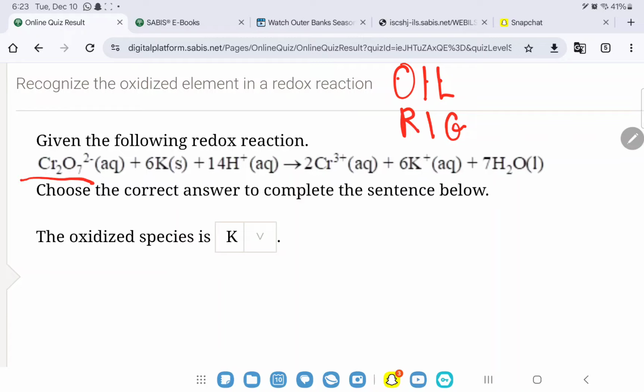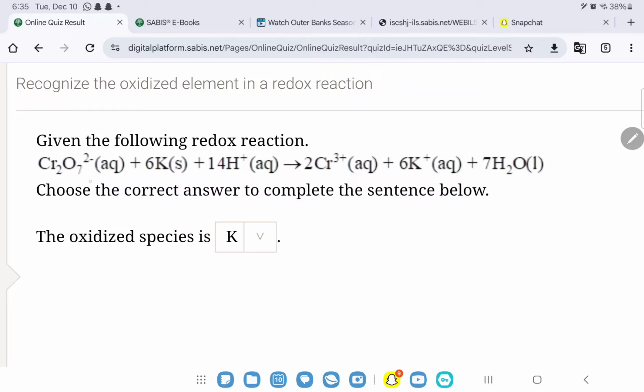So let's look at our first species, Cr2O7 2 minus. What did it become? It became Cr3 plus. So Cr went from 2 minus to 3 plus. When a minus species loses electrons, what's it called? Wait. Okay, guys. So I left for a bit and I realized that if I use OIL RIG here, I'm most likely going to confuse you. The easiest way to solve these types of questions is to solve with oxidation numbers.